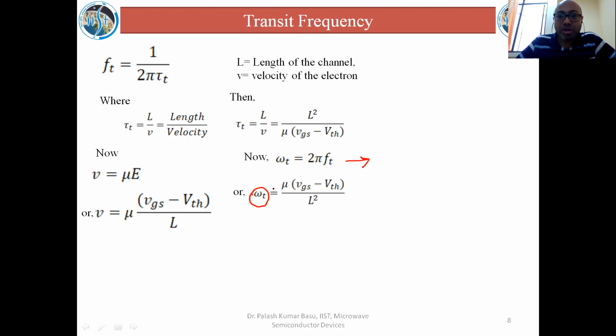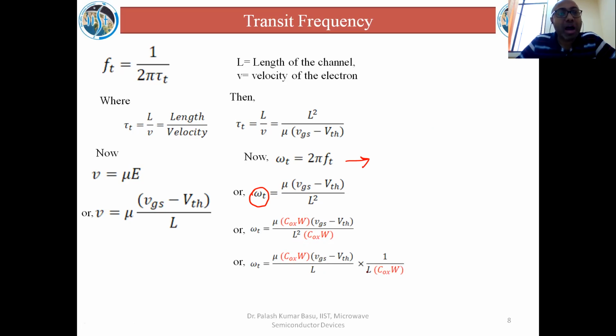Okay. Now what we are actually doing is the same thing. We are multiplying Cox into W and dividing Cox into W. The red color things we are multiplying, the same red color things we are dividing also from this. And if you do these things, you will get, so same manipulation we are doing. Here L square is there, so I put one L over here, another L outside this unit. Similarly, Cox W I have taken out, and this is nothing but GM.